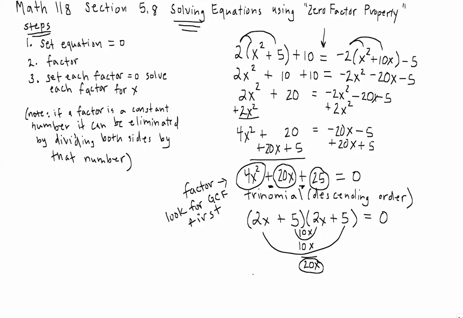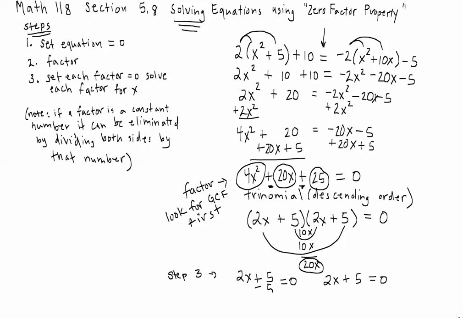Okay, so I get (2x plus 5) times (2x plus 5) equals 0. This is now factored. The last step, step number 3, let me write that down. Step number 3 is when you take each of your factors individually and set them equal to 0. In this problem, our two factors ended up being the same. Doesn't always happen that way.